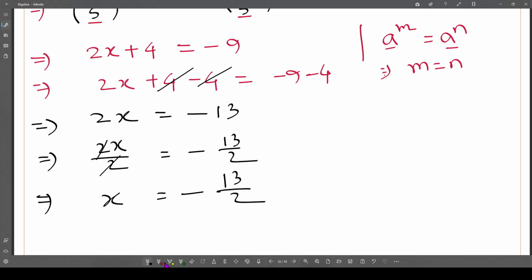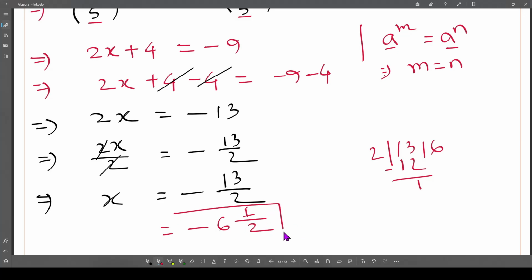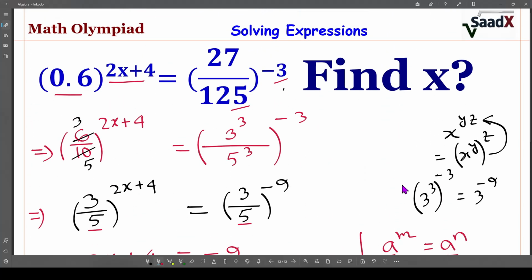So 13 by 2 is an improper fraction. If anybody wants, they can divide 13 by 2. So 6 times 2 is 12. 13 minus 12 is 1. So our answer is minus 6 1 by 2, and this is our answer. This one is also an answer. So this is our video.